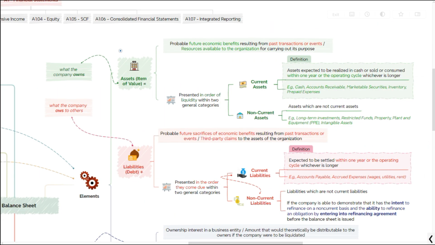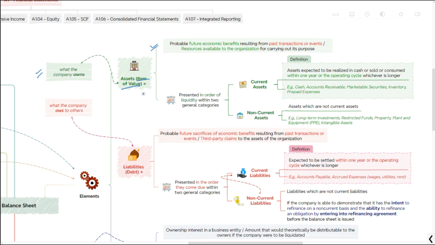We have three elements of the balance sheet: the assets, the liabilities and equity. So let us discuss the first element of the balance sheet, which is the assets. Asset is also known as an item of value. Asset is what the company owns. An asset is the probable future economic benefits that result from past transactions or events. They are the resources available to the organization so that the organization can carry out its purpose.